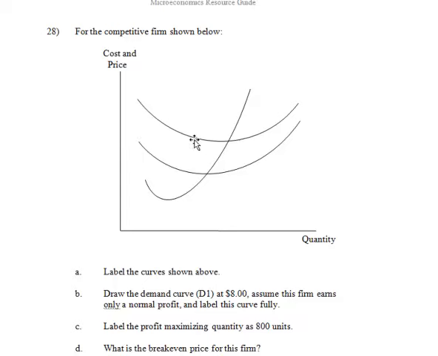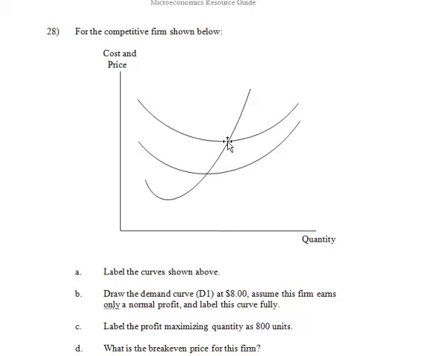So let's say that I would just draw a horizontal line going straight through this point. This is the important point because the question says they have to earn only a normal profit. So that means that ATC has to equal price. So that horizontal demand curve would go right through that point. We'd call it $8, and then it asks you to label the profit maximizing quantity as 800 units.